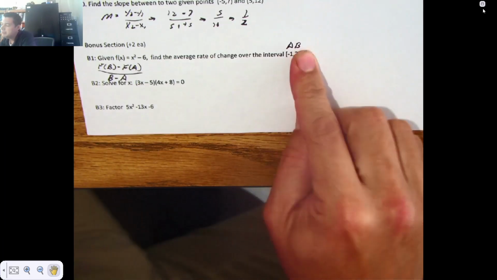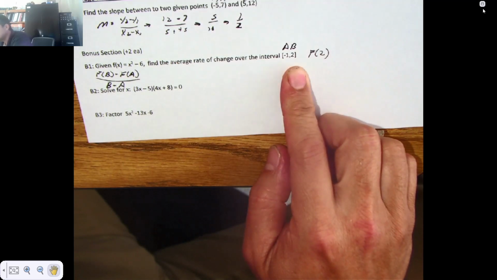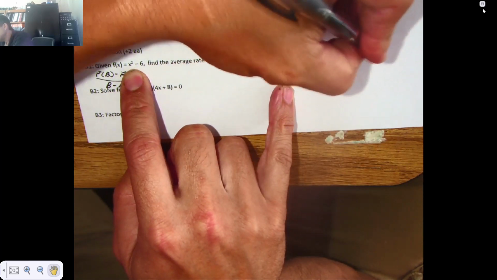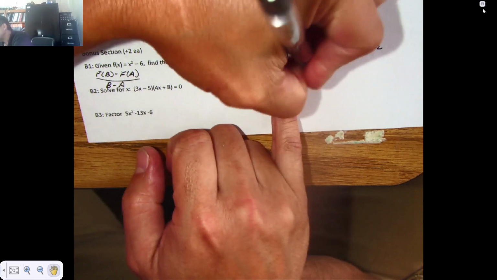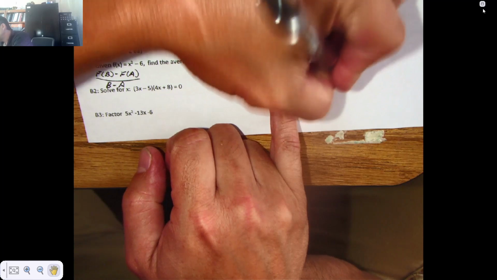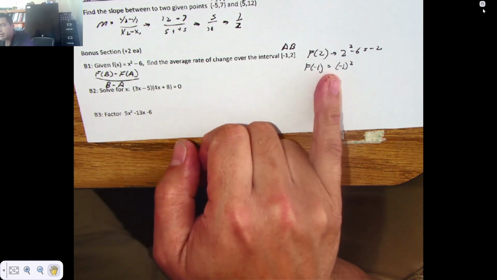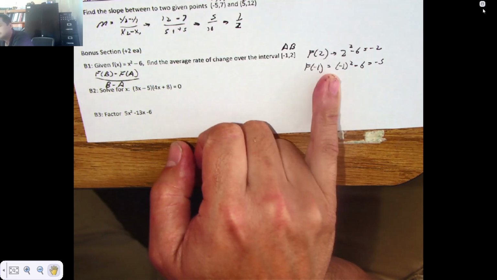So the first thing I'm going to do is find f of b, which actually means to find f of 2. I do that by putting a 2 right there. 2 squared minus 6. That would be -2 when you crank out the math. I also need f of a, which is to find f of -1. When you're working with negatives, they need to be wrapped in parentheses. That's a -1 all squared minus a 6, and this ends up being -5.